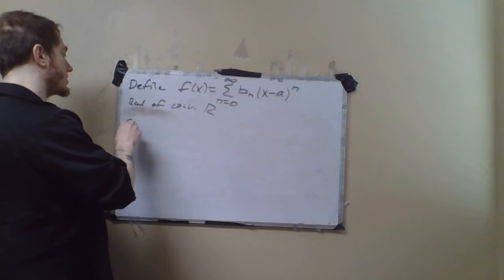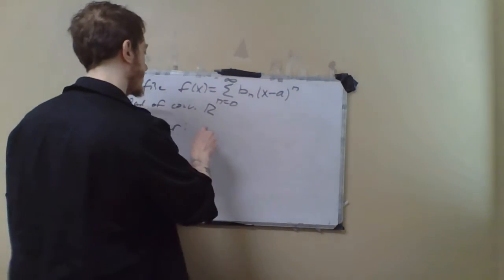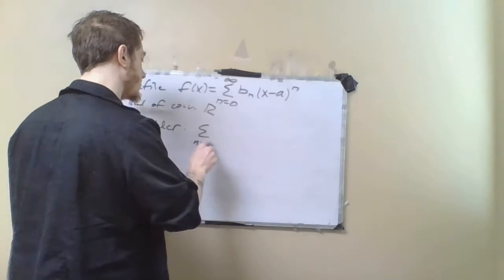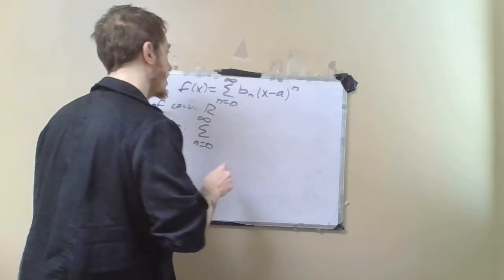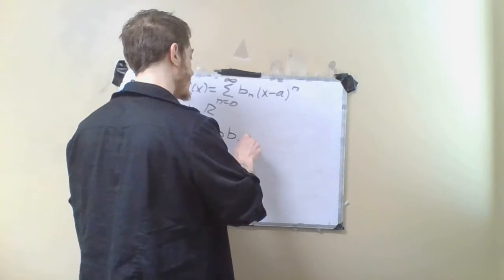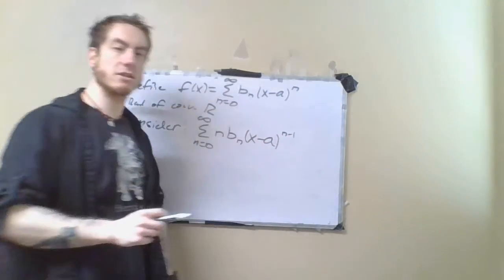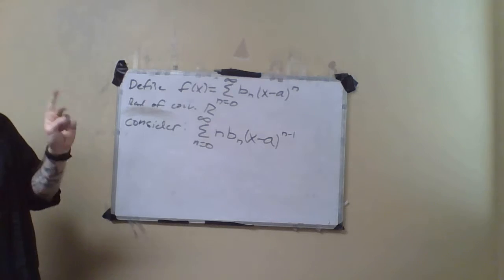Now what I want you to consider is the sum from n equals 0 to infinity of n times b sub n times (x minus a) to the n minus 1. Observation.